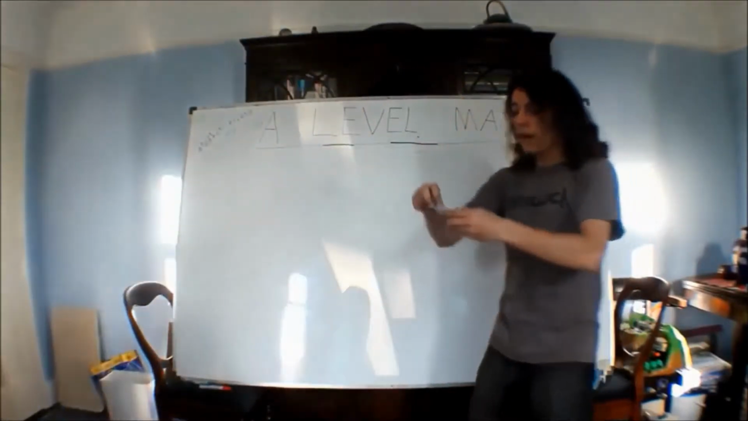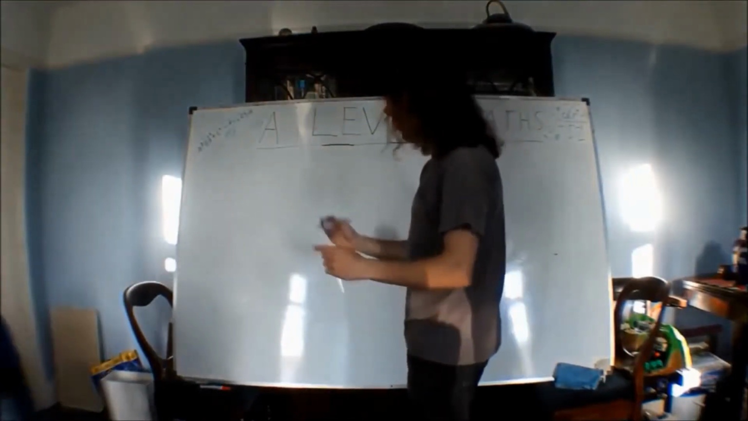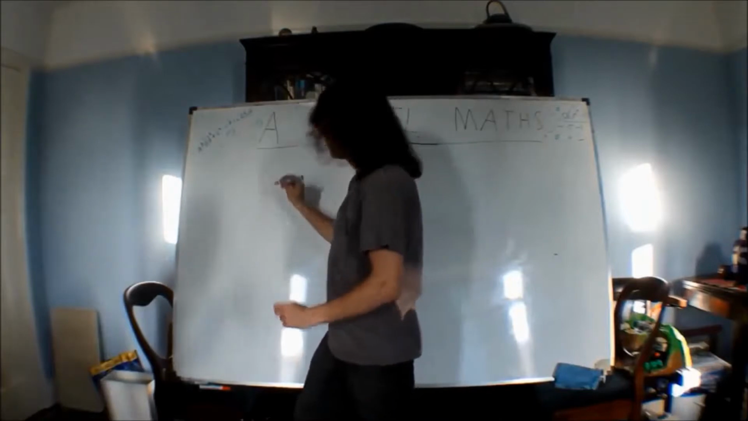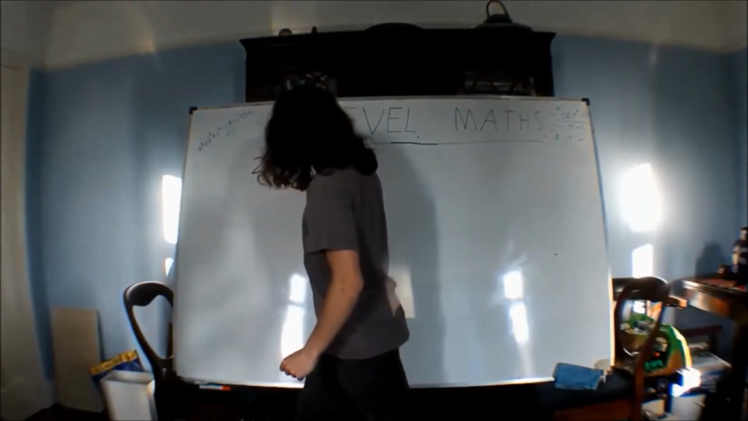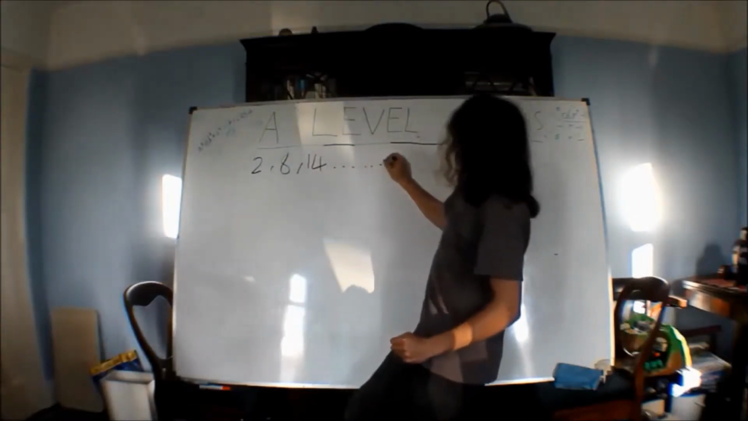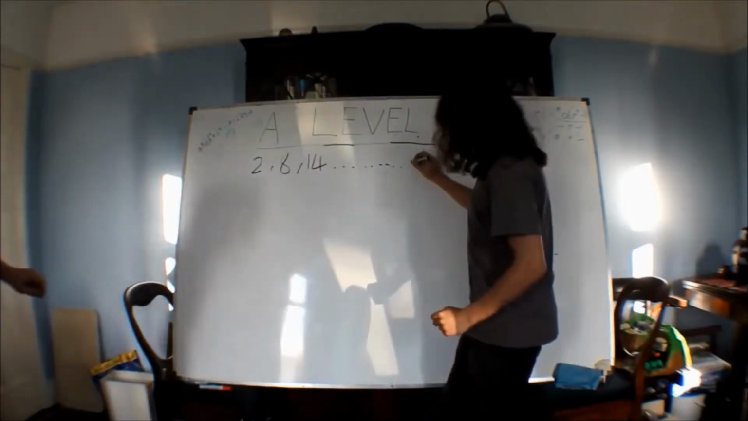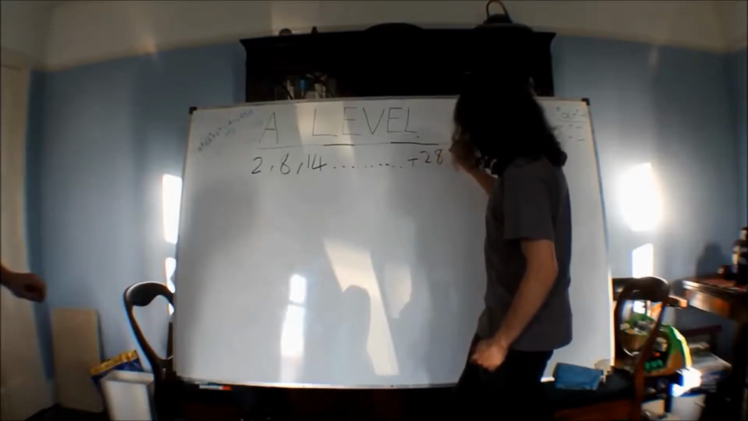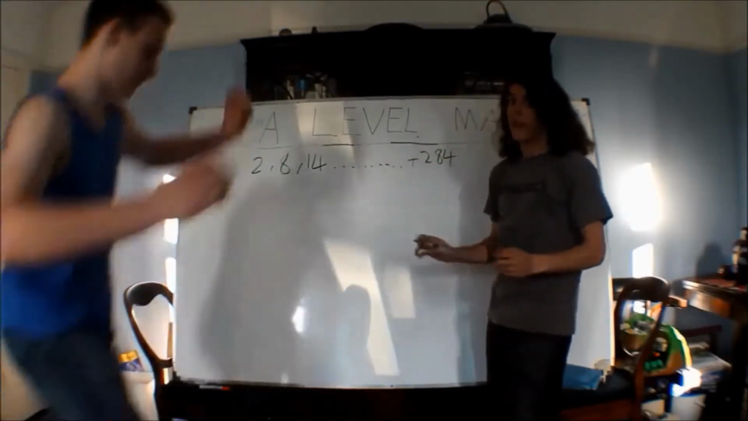Sub-sequences. So, we're here, we're on to it. We are. I've got a question for you. Oh, okay, I'm ready. Find the sum of the arithmetic series: 2 plus 8 plus 14 dot dot dot plus 284. And that would be our last term of this finite sequence.